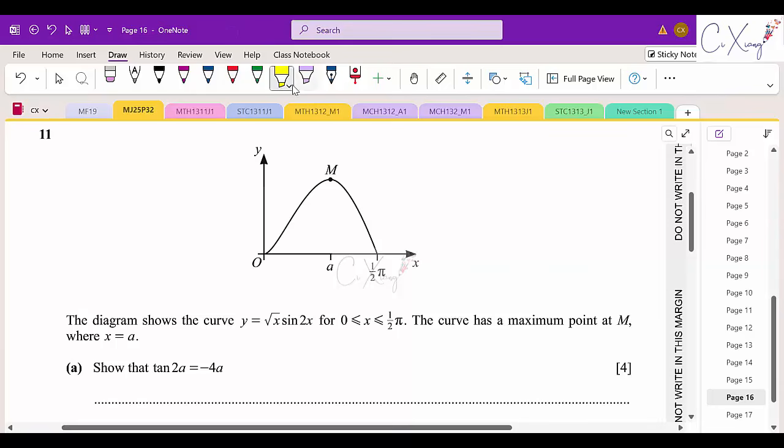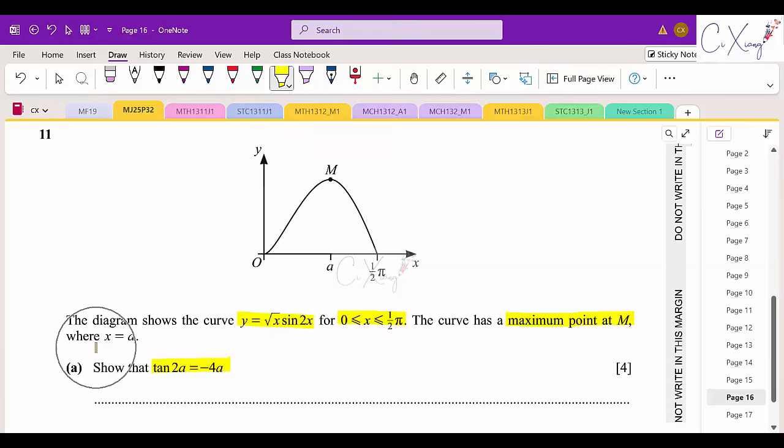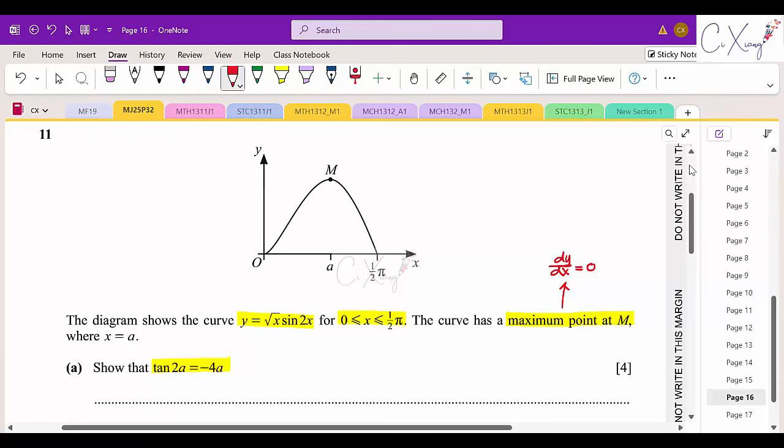Okay, so question number 11. The diagram shows the curve. Okay, and the curve has a maximum point at M where x equals to a. Show that tan 2a equals to negative 4a. Okay, we are having the maximum point at M. Then they want us to find the x coordinate of M, which is the maximum point. So to get the maximum point, you need to apply dy dx, right? You need to find dy dx and let dy dx equal to 0. Then from there, we can get the x coordinate for M, and we can continue to prove that a fulfills this equation.